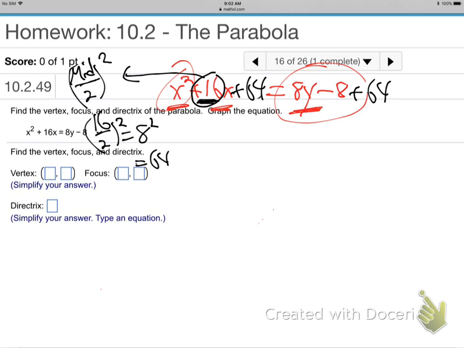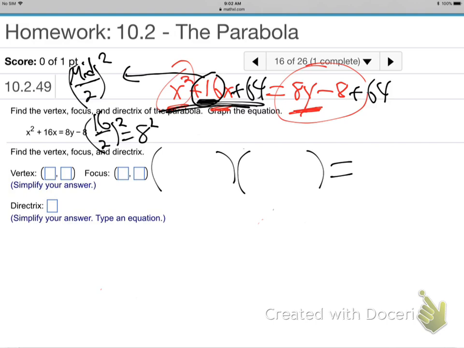So take the middle number over 2 squared, so 8 squared, 64. Then you add that to both sides. Now, what will that do? Well, that will make these three terms factor, and not just factor, but factor as the exact same thing twice, identical twins.